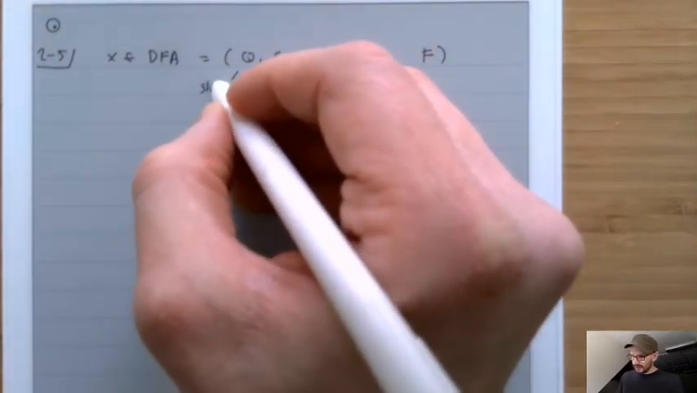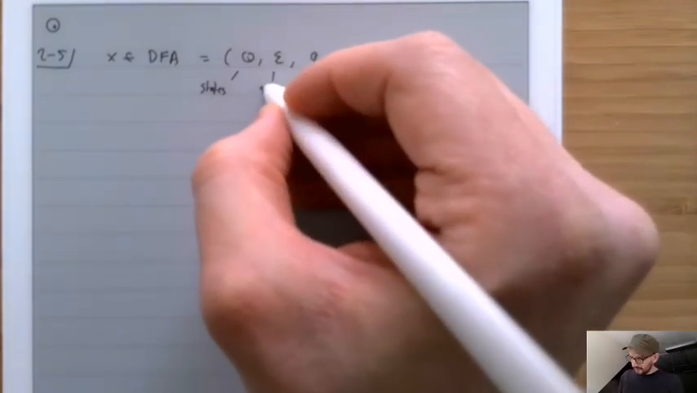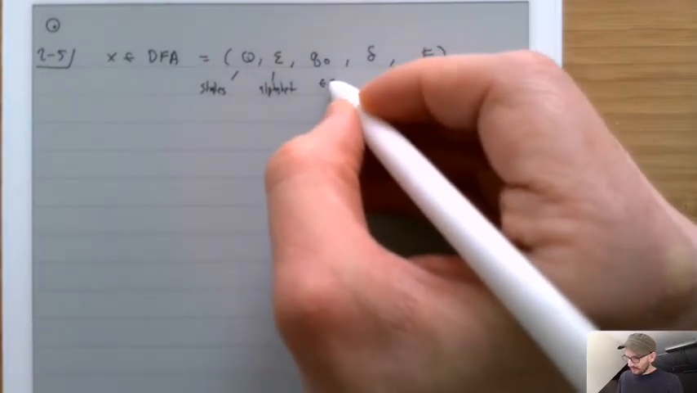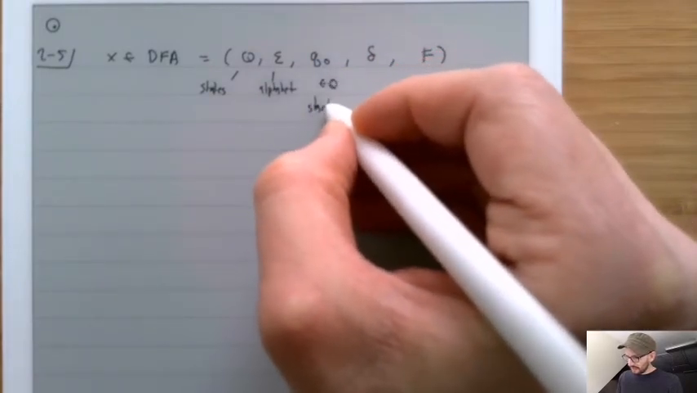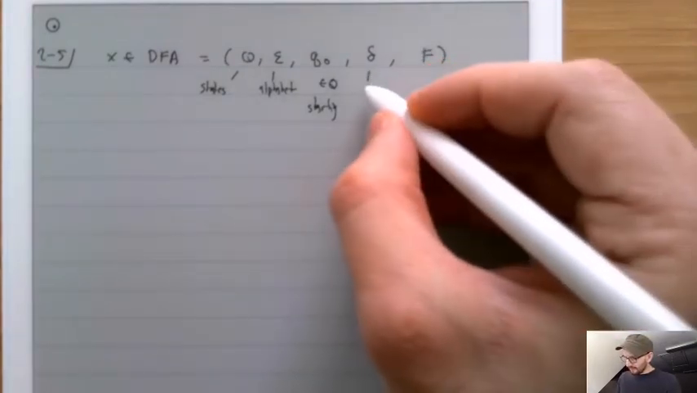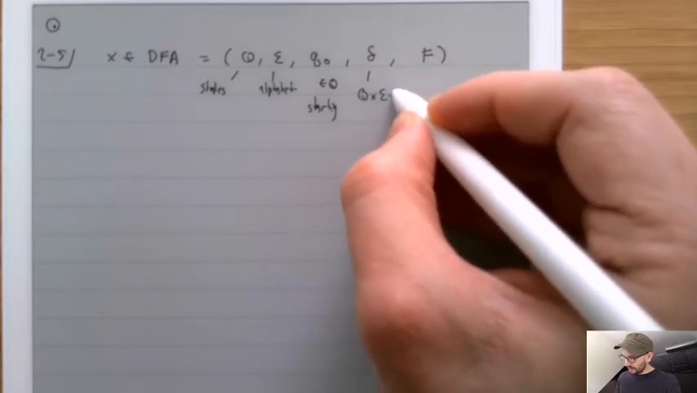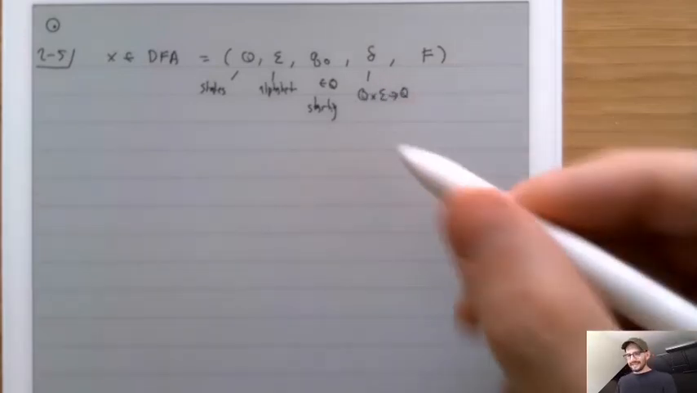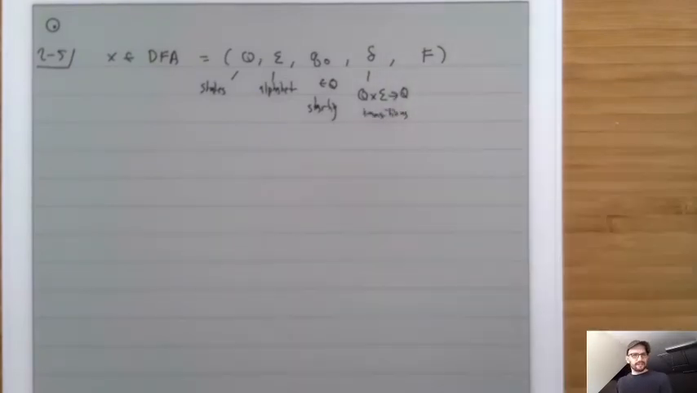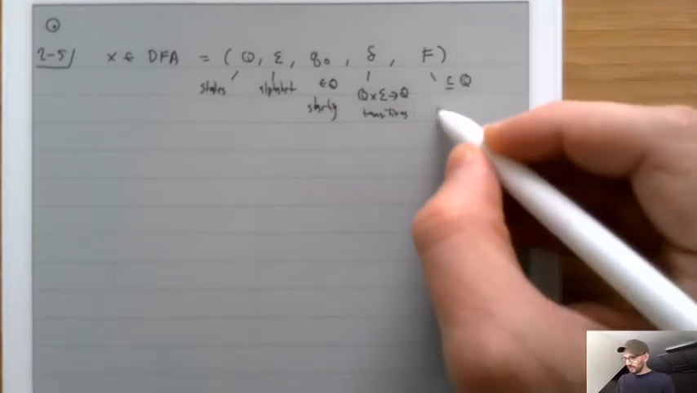Q are the states. That's the set of different states. Sigma is the alphabet. Q0 is an element of Q that's the starting state. That's the one that has an arrow coming in from the outside. Delta is a function that goes from Q cross sigma to Q. That's the table of transitions. A function is just a way of writing down a table, of course. And F is a subset of Q, which are the accepting states.